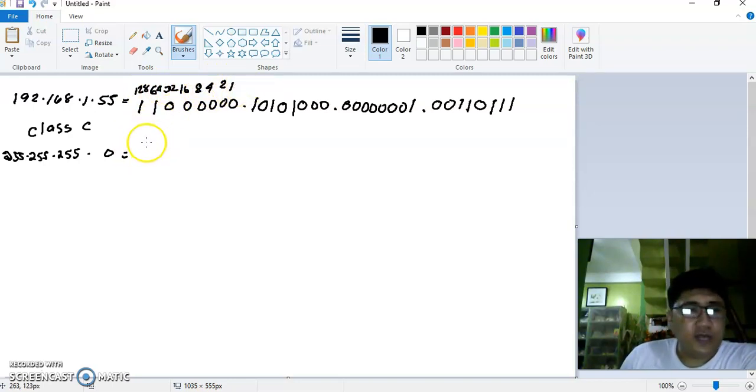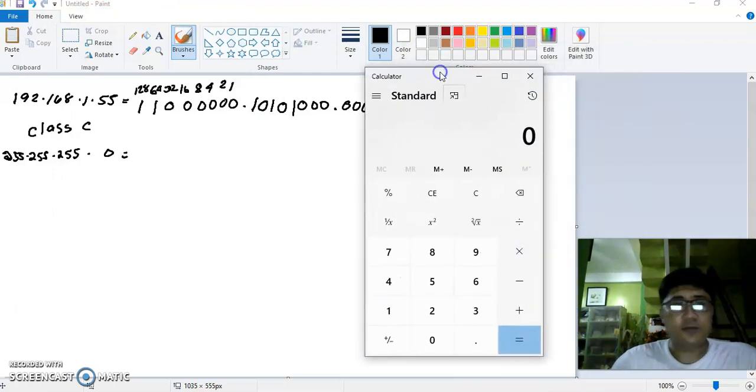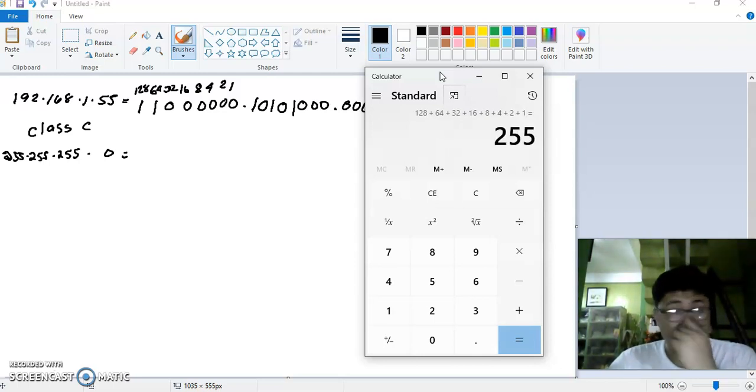If we add all of this, 128 plus 64 plus 32 plus 16 plus 8 plus 4 plus 2 plus 1, that is equivalent to 255. Let's add it so that you can see. If you can see, the result is 255.